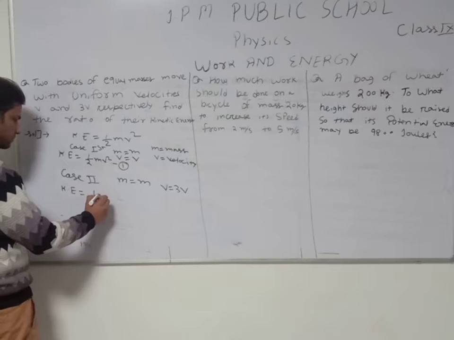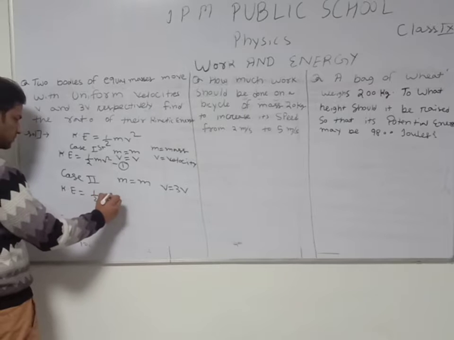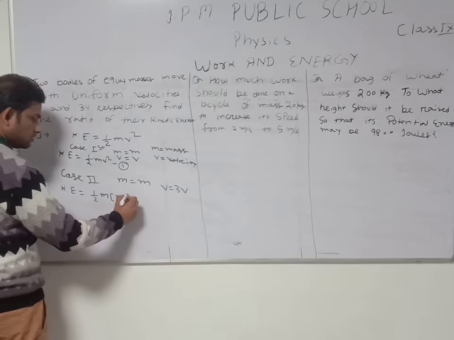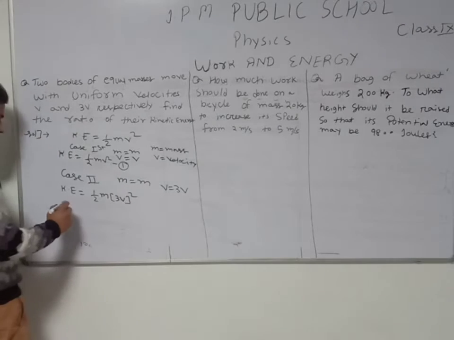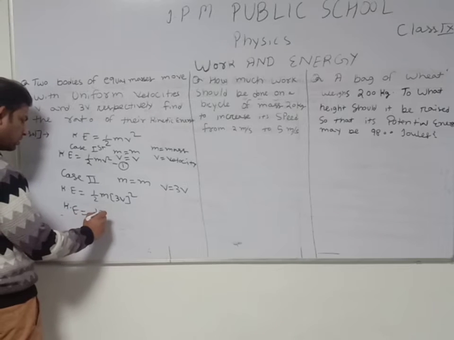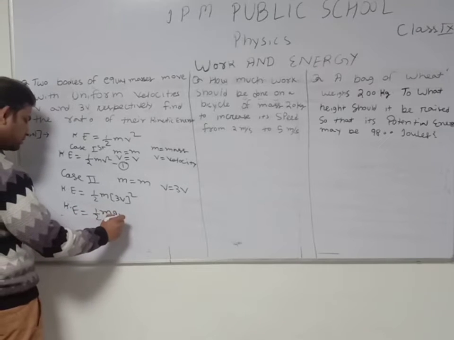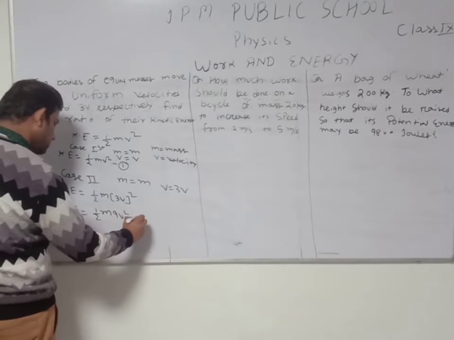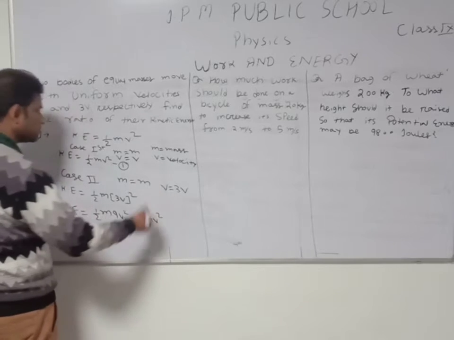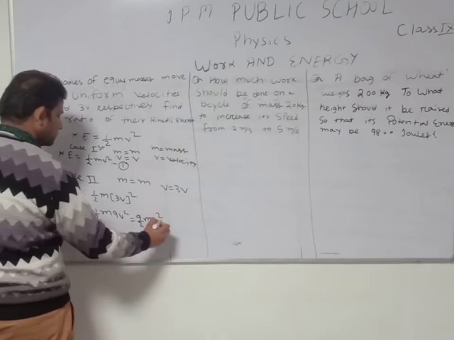half m, in the place of v we put 3v, it means 3v square. Kinetic energy equal to half m 9 v square, 9 by 2 m v square, it is equation 2.